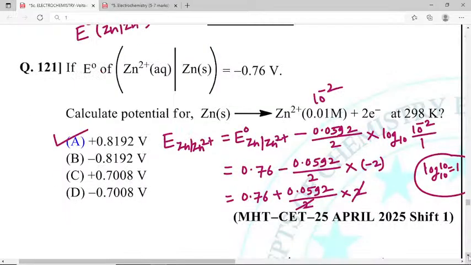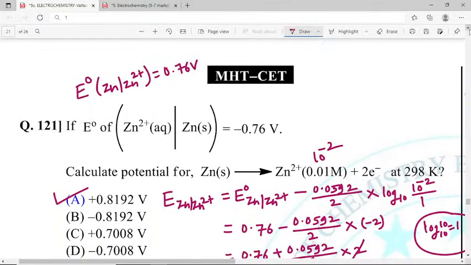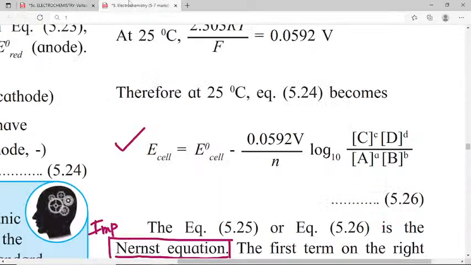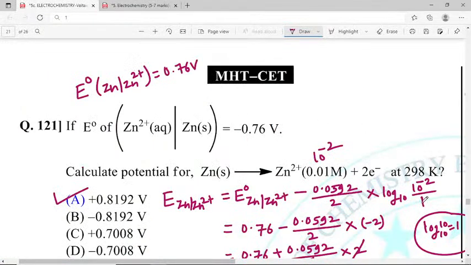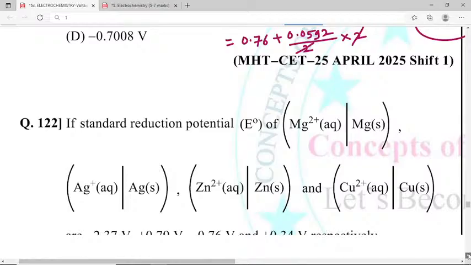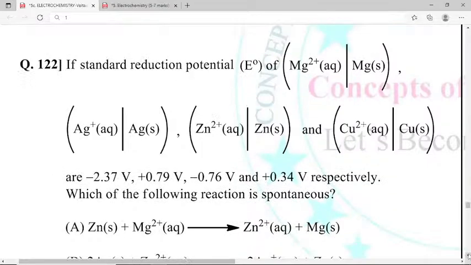Okay, please mention understand or not. The first we have to apply the Nernst equation. What is the Nernst equation? E cell is equal to E naught cell minus 0.0592 whole divided by n log to the concentration of product by reactant. Number of electrons 2, Zn Zn2 plus. हे पण सॉल्व करू शकता आपण.